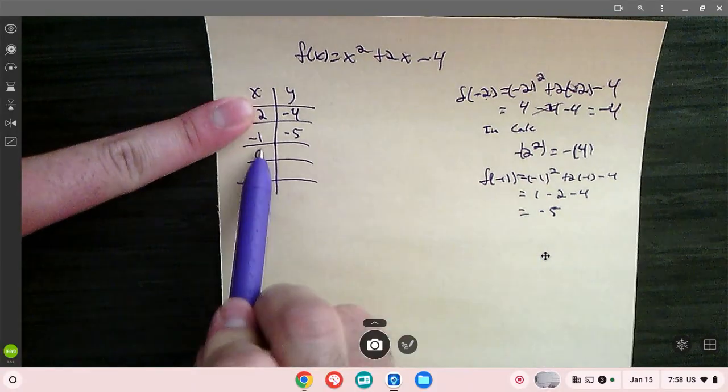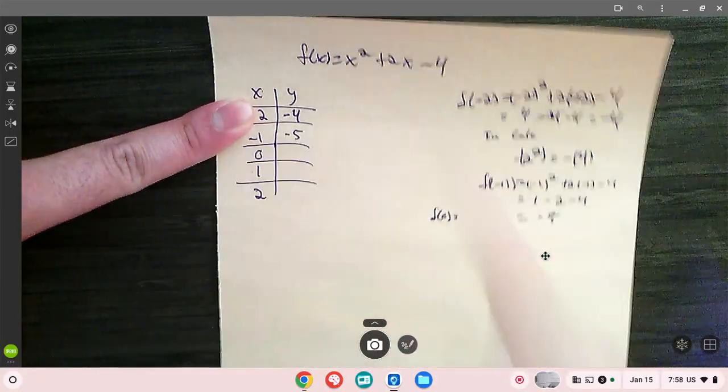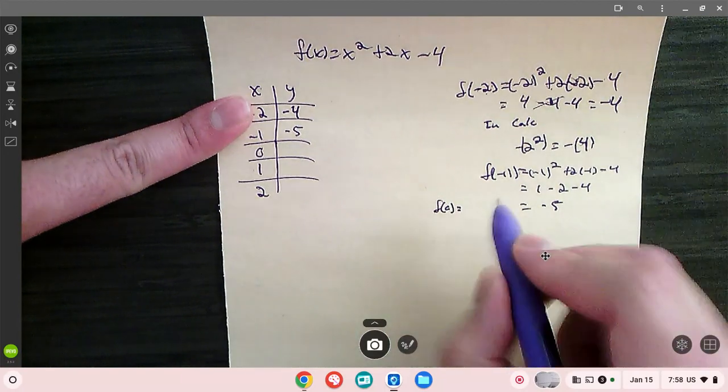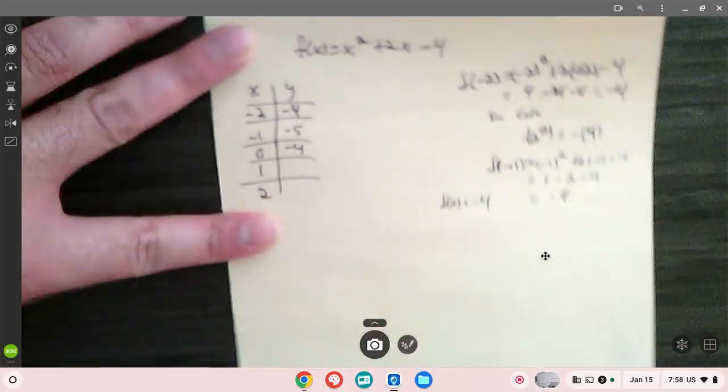Okay, so now we want to plug in 0 and see what we get. Well, when I plug in 0, 0 squared is 0. 0 times anything is 0. So all I'm going to be left with is negative 4. So I know I'm going to have a negative 4 right there.